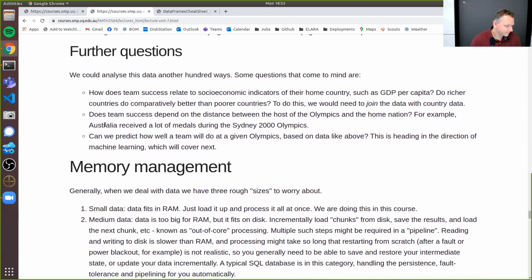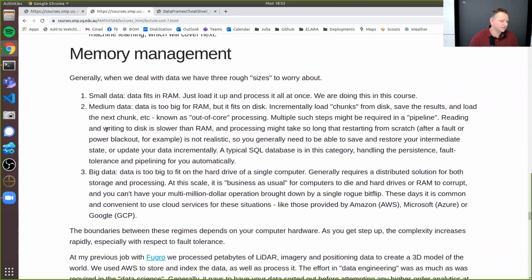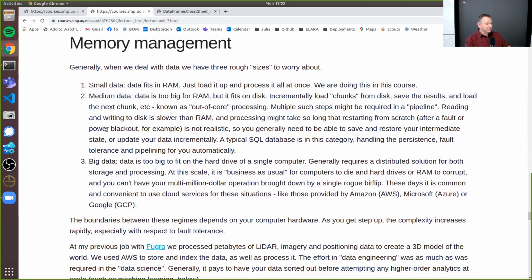Cool. I want to spend the little bonus 10 minutes, well, we don't even have 10 minutes, sorry, part of this lecture to talk about memory management and big data. Okay. So again, this is more to explain and give you context about how this works in the real world rather than assessment-based kind of learning.